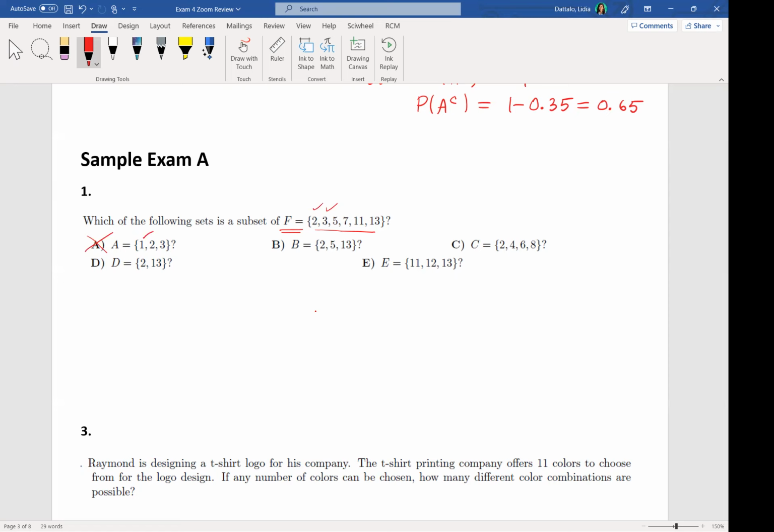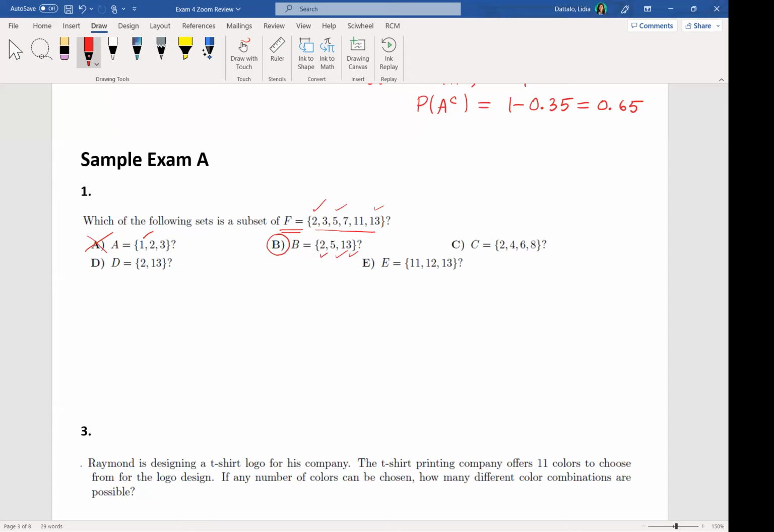Now B says, okay, well, there's a 2. So F has a 2. F has a 5 and F has a 13. So absolutely. Let me just circle it. So yes, B is a subset of F because all its members are included in F.